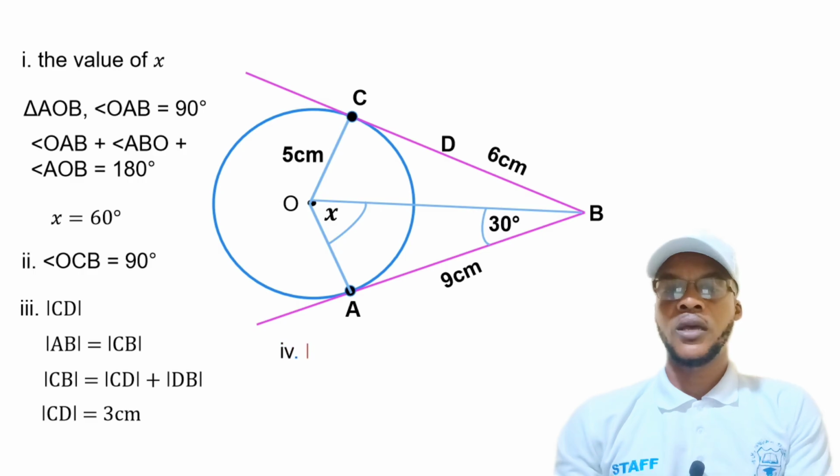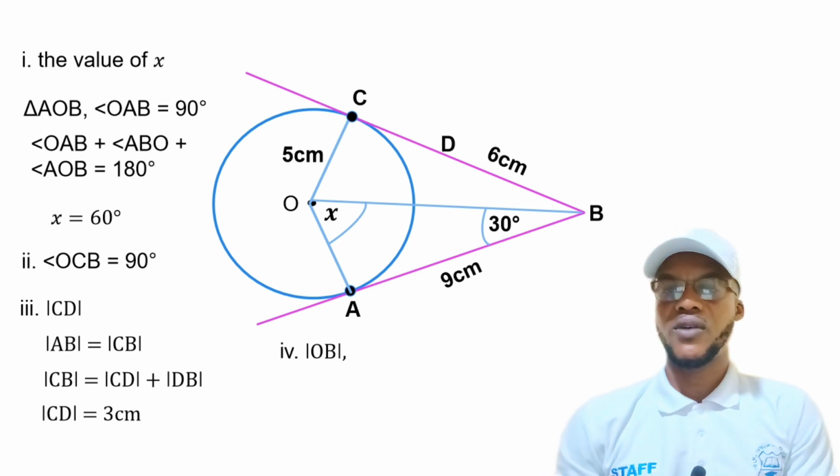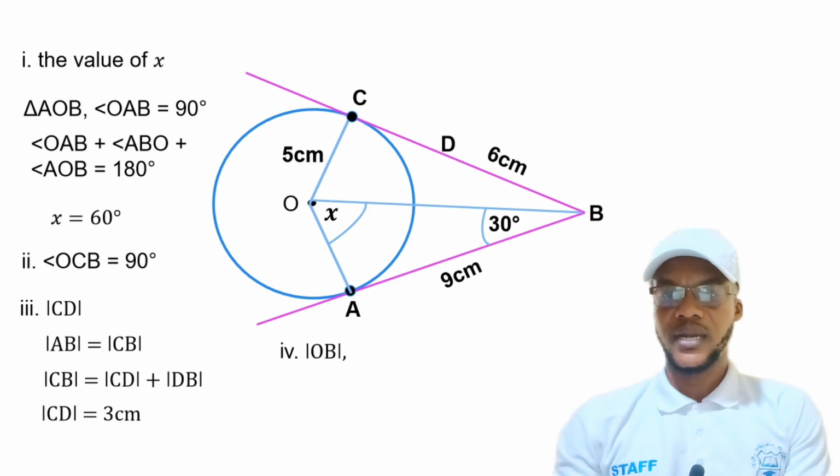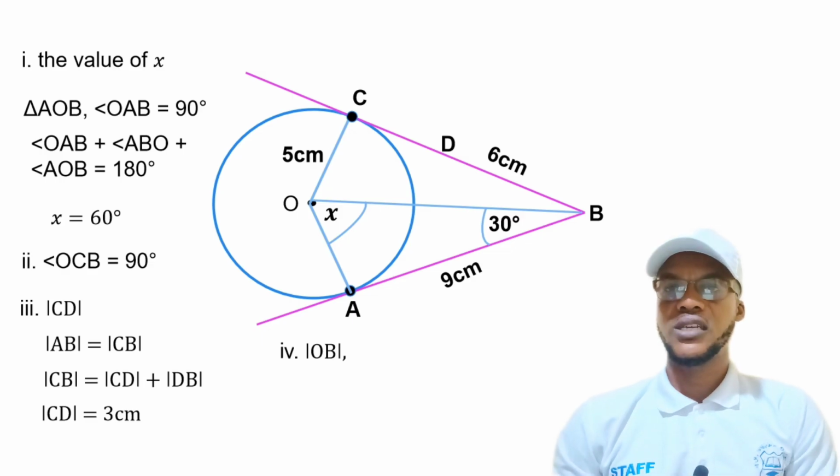Then we look at the last one, which is OB. We are asked to find OB. Now here we can use Pythagoras theorem. Remember, once we have a right angle triangle and two of the lengths are given, we know that OA is 5 centimeters. We can do that. All right. Or maybe we can also use trigonometry. Once we have one angle there, that is the x, which is 60 degrees, we also have 30 degrees. We can even use that one to solve, but let's use Pythagoras theorem.